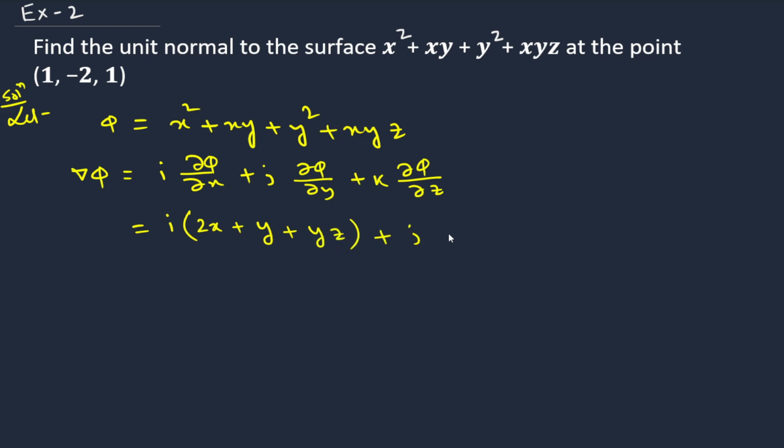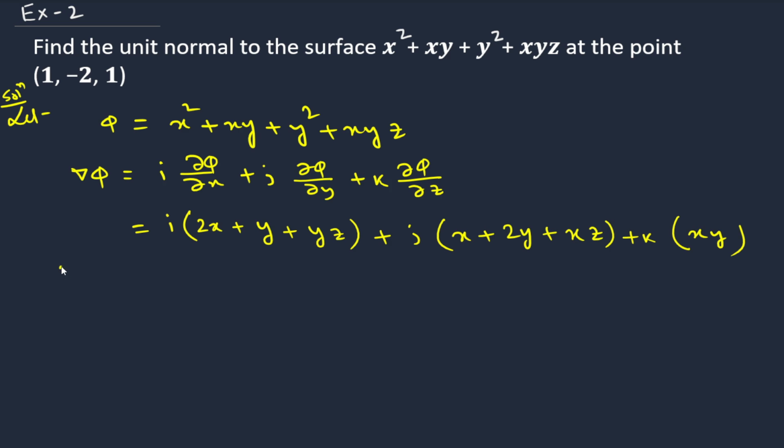So similarly j cap into, now we will differentiate phi with respect to y. First term will become 0, from the second term we will get only x, third term twice y, and from the last term we will get xz. Okay. And then k cap into, first term no z, second term no z, third term also no z. So in the last term we have only one z, derivative of z is 1. So we have x and then y.